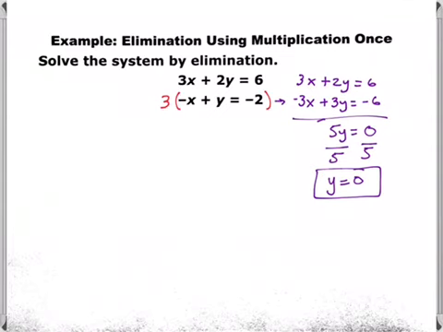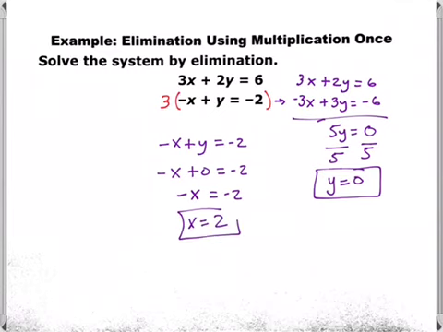Now that I know that y equals 0, I'm going to plug it back in. So let's say I'm going to use the original second equation. So negative x plus y equals negative 2. So I'm going to plug in 0 for y, so I get negative x plus 0 equals negative 2. So that means negative x equals negative 2. In this case, I know x equals positive 2. So my ordered pair becomes 2, 0.